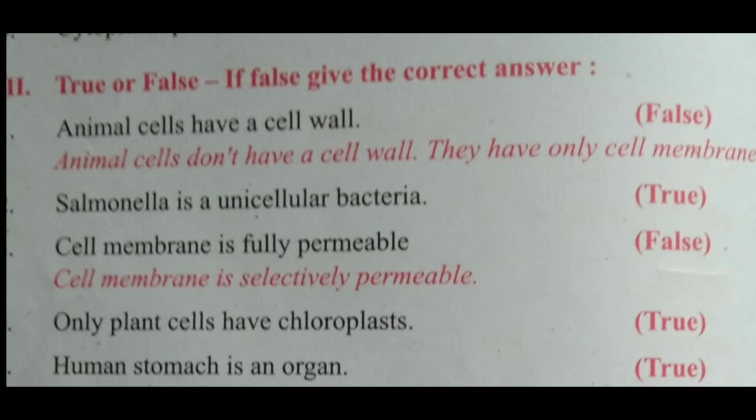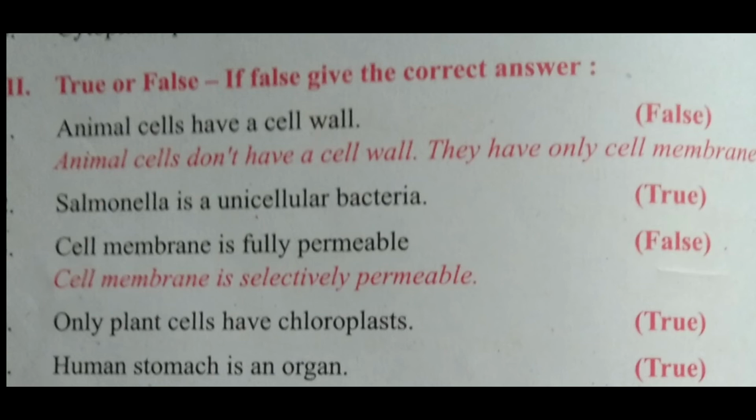First one, animal cells have a cell wall. False. Animal cells don't have a cell wall. They have only cell membrane. Plant cell only having the cell wall. The second one is Salmonella is a unicellular bacteria. The statement is true. Salmonella bacteria causes the food poison.